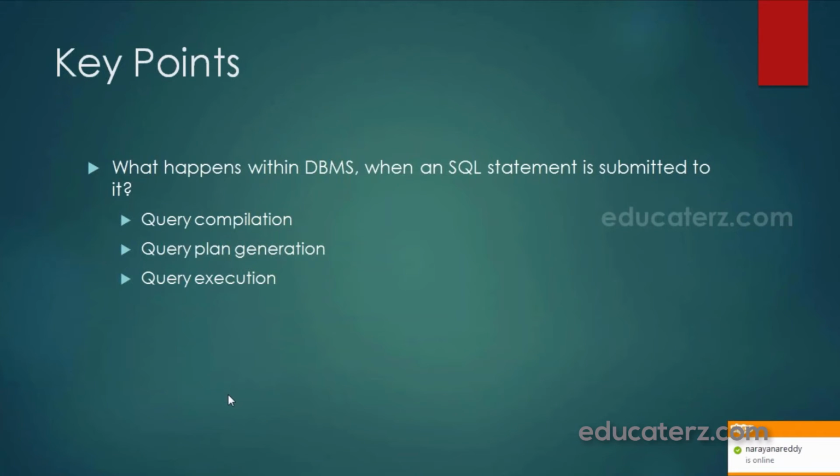So what happens within the DBMS when an SQL statement is submitted to it? Basically 3 steps will be performed. One is query compilation. It checks whether the SQL query is syntactically correct or not. If it is correct, then it goes to the next step, that is query plan generation. That is, it generates a number of plans for how best the query can be executed. It depends on the number of IO cycles and memory utilized and so on. And then finally, after selecting a good plan, the query will be executed.